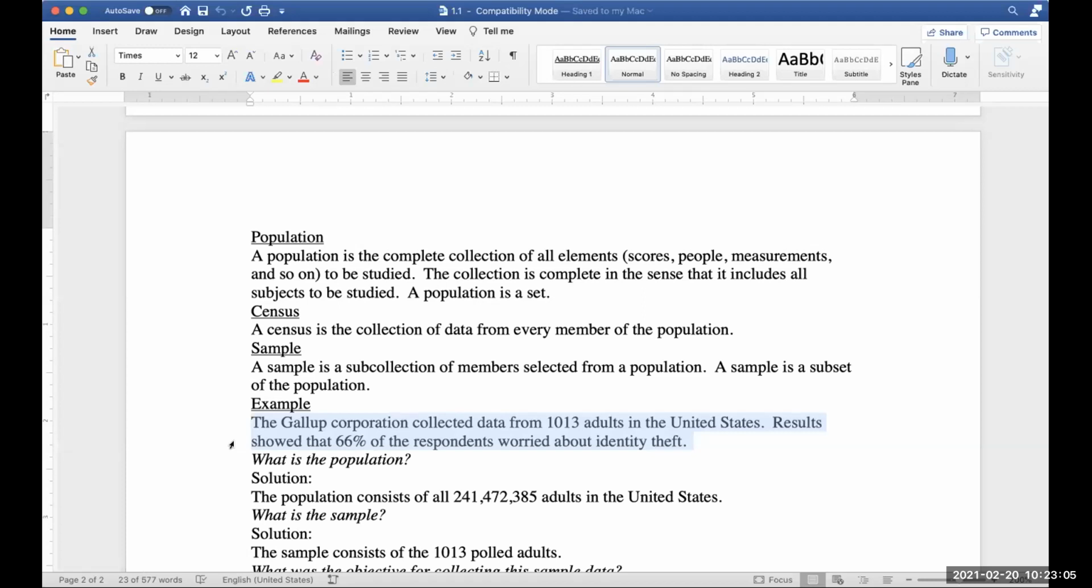In section 1.1, we had this question where there were 1,000 adults that were asked by the Gallup Corporation. The Gallup Corporation is a corporation that does statistics. They collected data from 1,013 adults in the United States. There are 200 million adults in the United States. Is 1,000 large enough? What do people think?